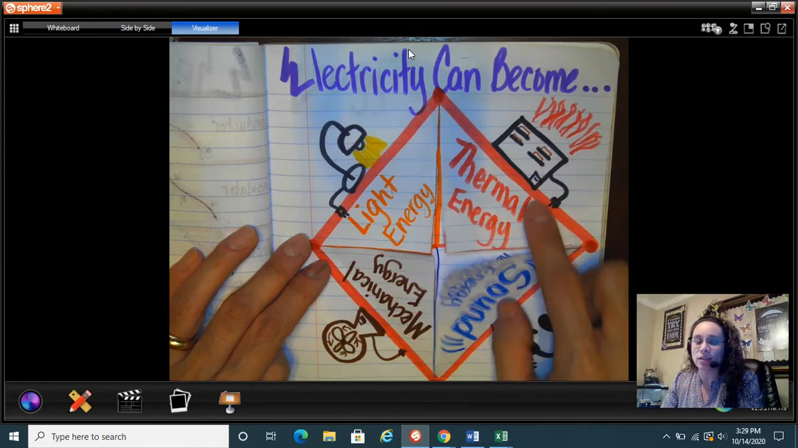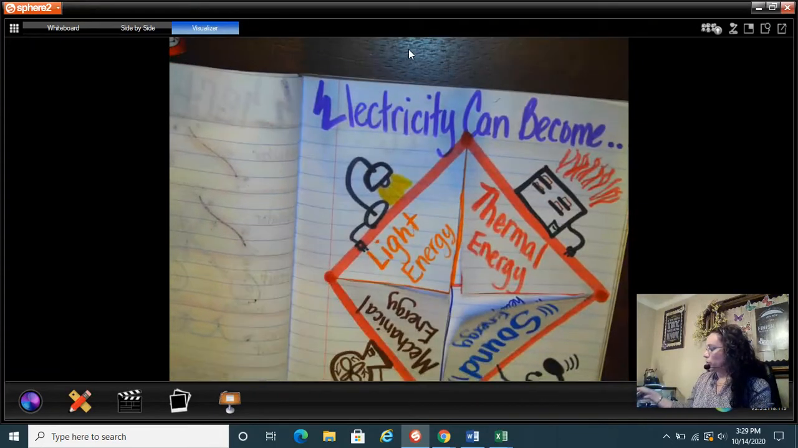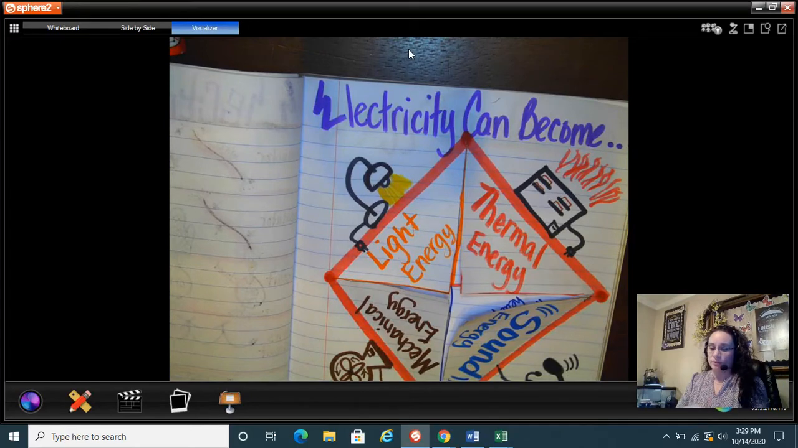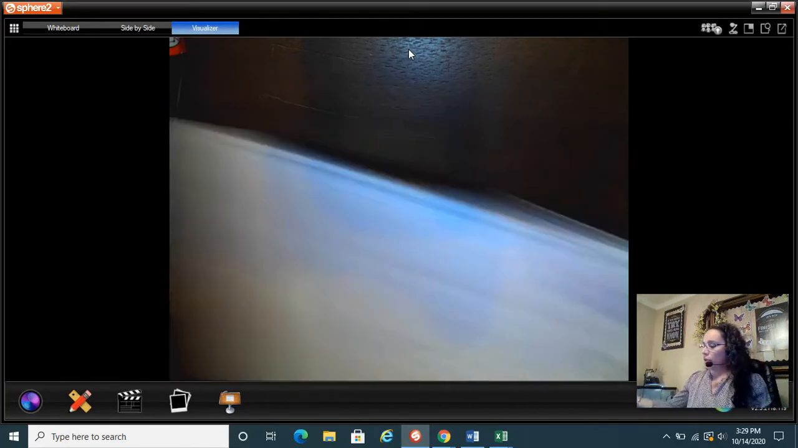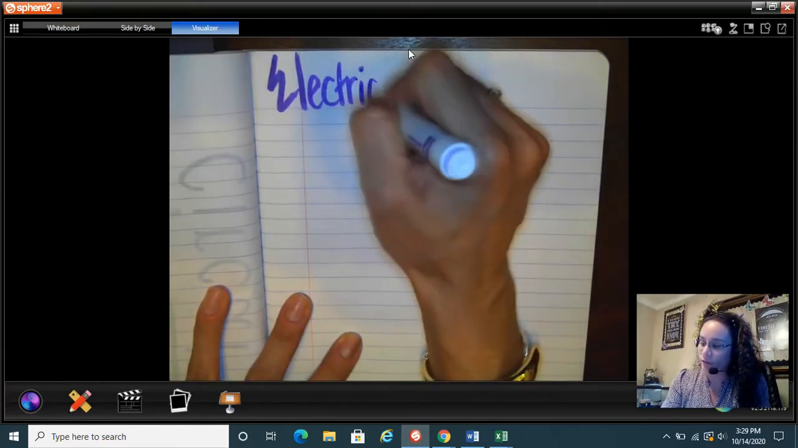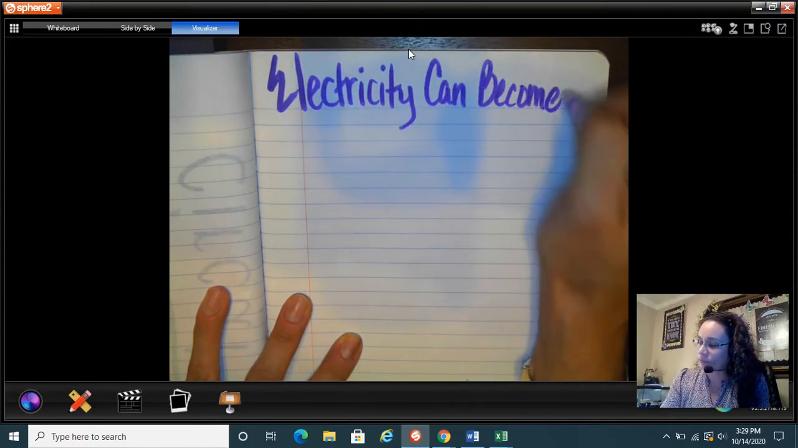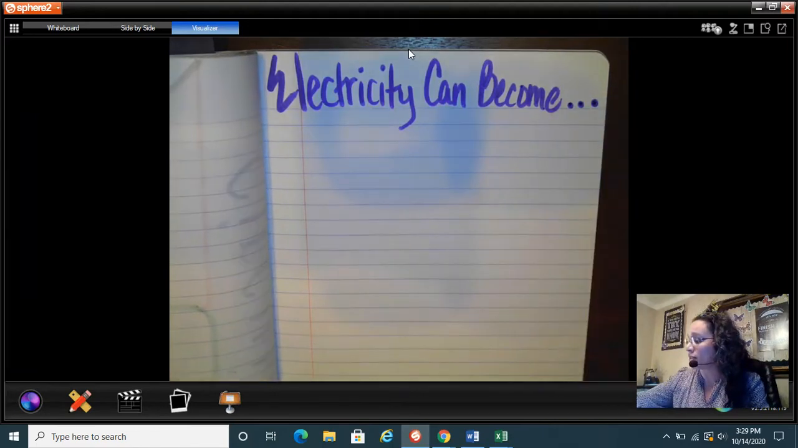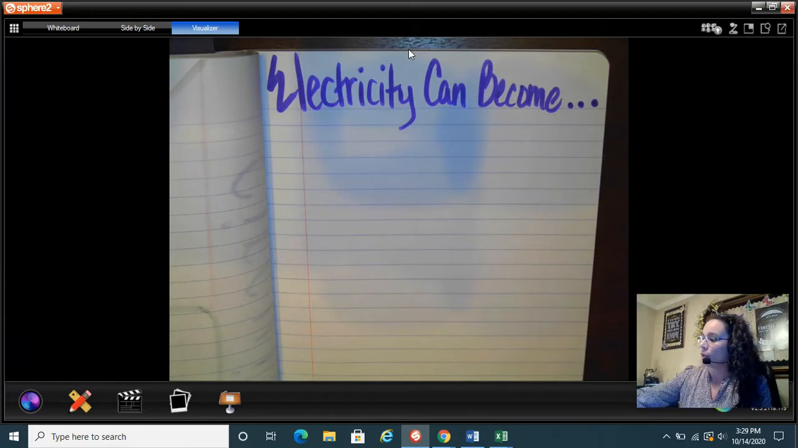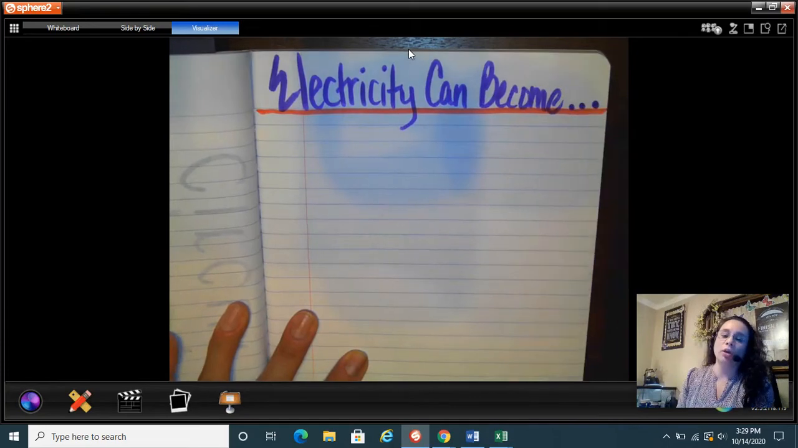Okay, so how did I get this project done? What I did first, and let me use my other notebook so that you could see how I started this one. Okay, so I'm going to use a clean page so that you could see how I started this project. So I put the title, Electricity Can Become. Okay, so if electricity can become something else, you got to be very careful with all the things related to electricity.